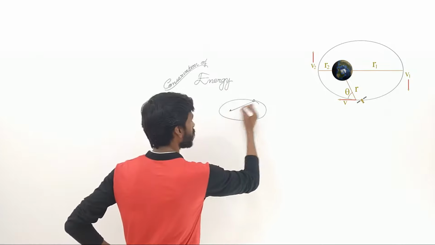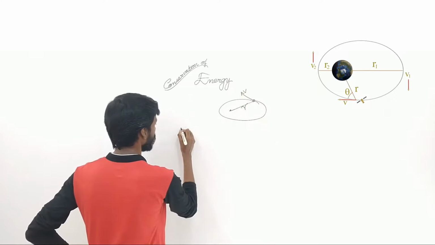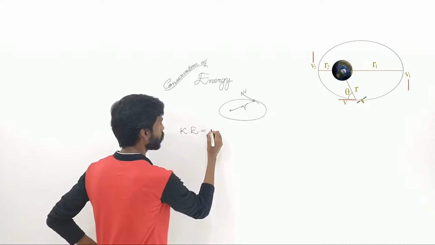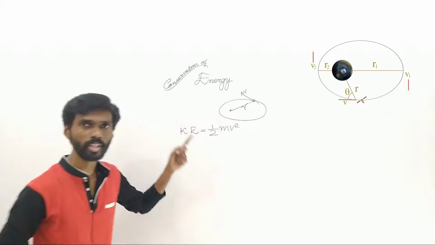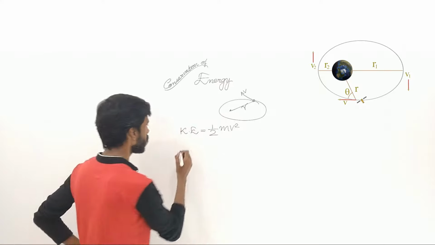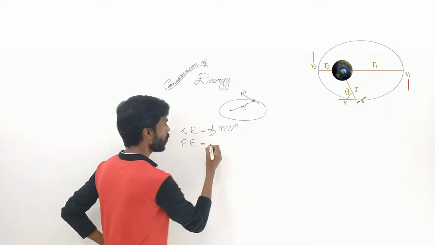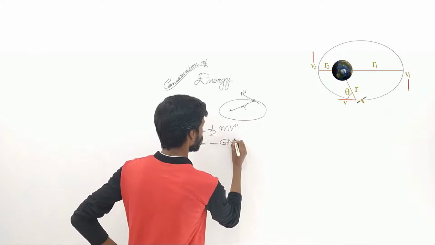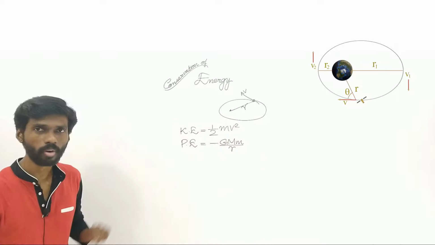So let us consider this object at a distance r with the speed v. Let us calculate the kinetic energy. What is the kinetic energy at that point? The speed is v, so it is half m v square. This we know already. When the speed is known, the kinetic energy can be calculated. Similarly, the potential energy. What is the potential energy at that point? The potential energy at a distance r is given by this formula: minus G M m divided by r. You're familiar with all these formulas already.